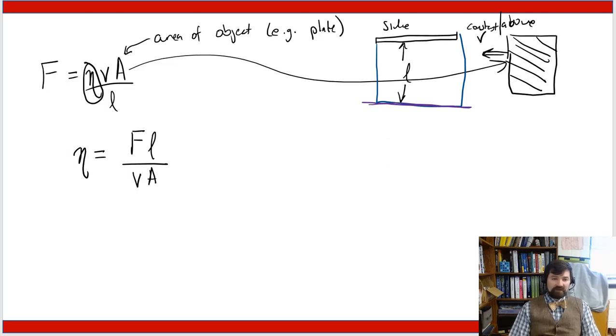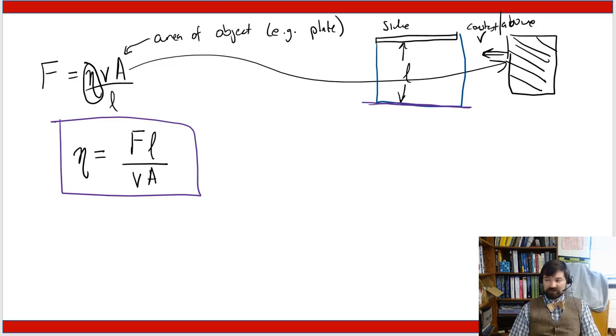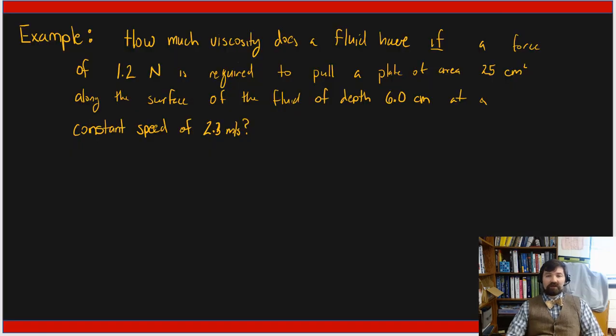Alright, so this right here is what's called the coefficient of viscosity, sometimes just viscosity. And then the unit, for what it's worth, is the Pascal second. So those are the correct SI units for viscosity. So before I go on to Poiseuille's theorem, let's consider a fairly brief example.